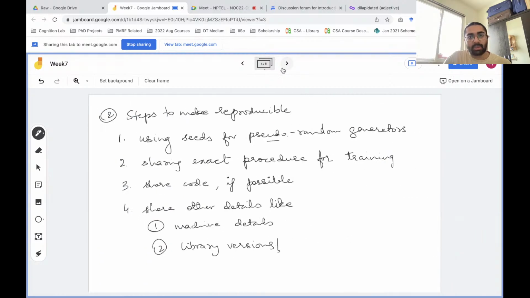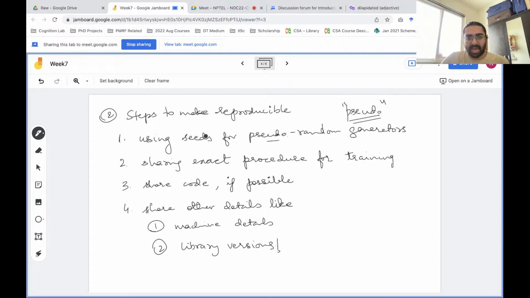So with that in mind, here are some steps you could take to make your work reproducible. One thing is using seeds for your random number generators. As you know, there is no purely random number generator in machines. All we have is a pseudo random generator. So basically setting seeds on any of these generators controls the order in which you get the random numbers.